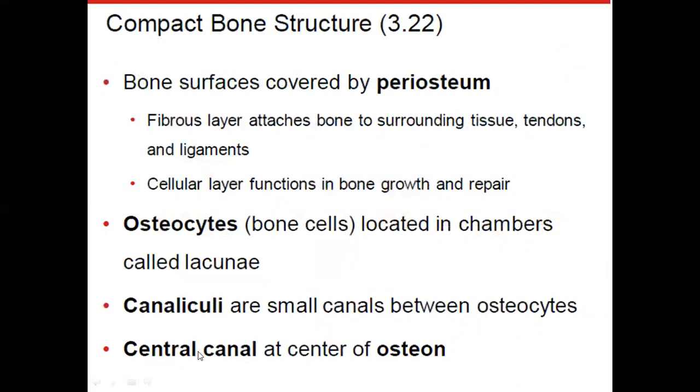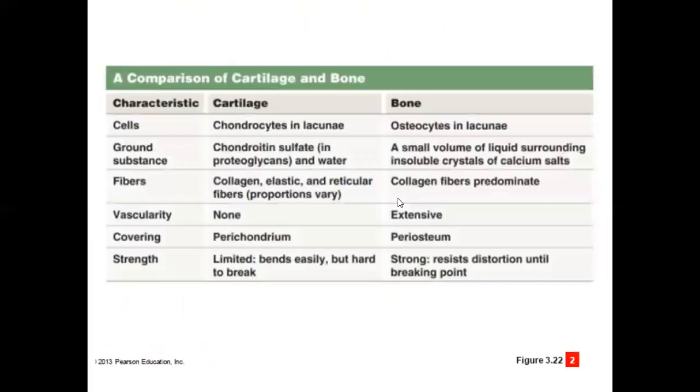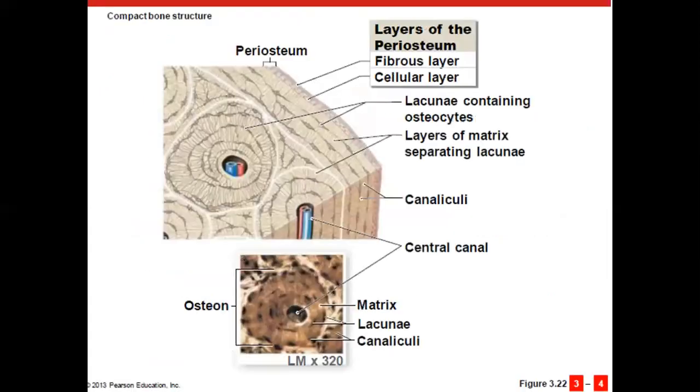And then a central canal is another space, a canal in bone at the center of the osteon, which is the major functional unit of compact bone. So right here, this circular structure, I went back a couple slides, is an osteon. Right there at the center of the osteon is the central canal. Down here, this is one osteon. Right here are lacunae with osteocytes, and these little tiny tall structures here, those are canaliculi, right? And the central canal at the center of an osteon.